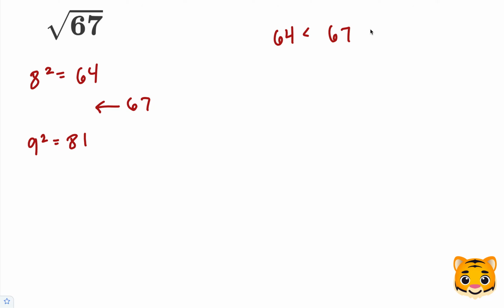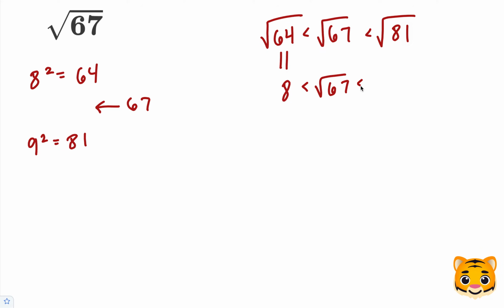64 is less than 67, which is less than 81. We can then take the square root of all these values inside this inequality. The square root of 64 then turns into 8, because 8 squared is 64. The square root of 81 then turns into 9, because 9 squared is 81. We can now see that the square root of 67 lies between 8 and 9.